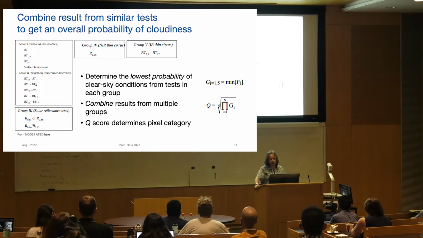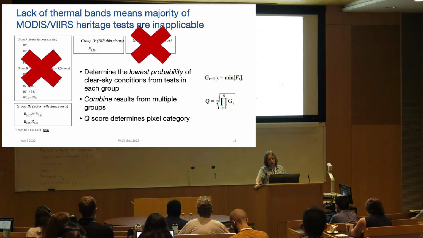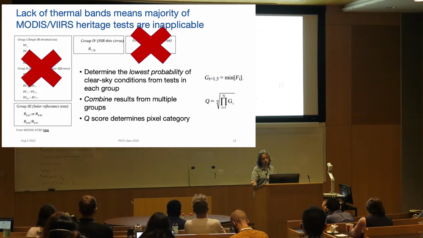Now, unfortunately, with PACE OCI, without the thermal bands, we lose an awful lot of these tests. So we're basically only relying on 2 of the 5 groups of the tests they have in MODIS and VIIRS, which is partially why we're looking into alternatives such as the neural network method.